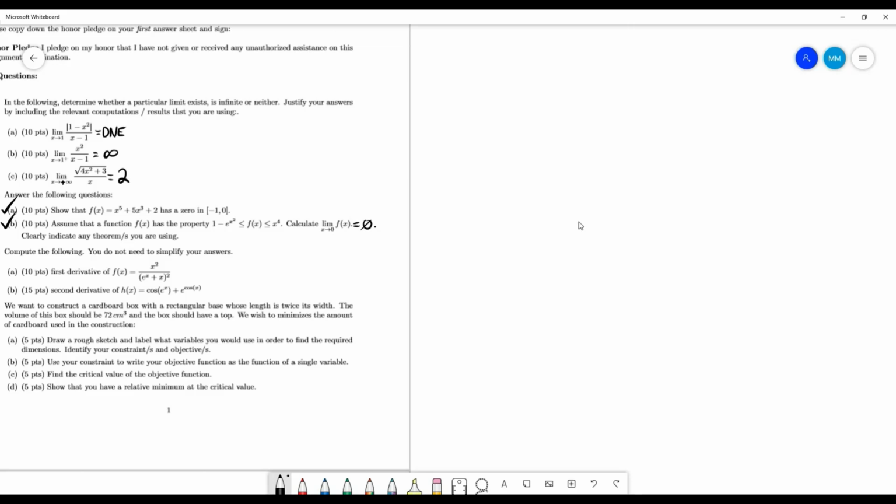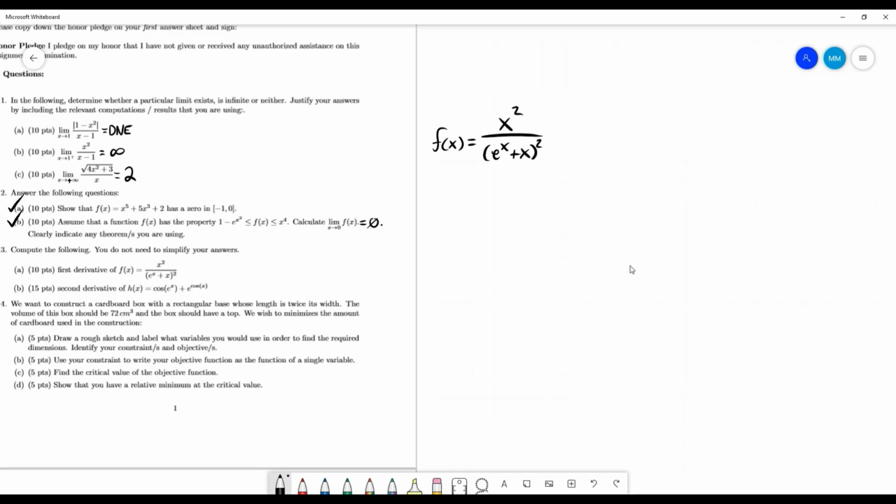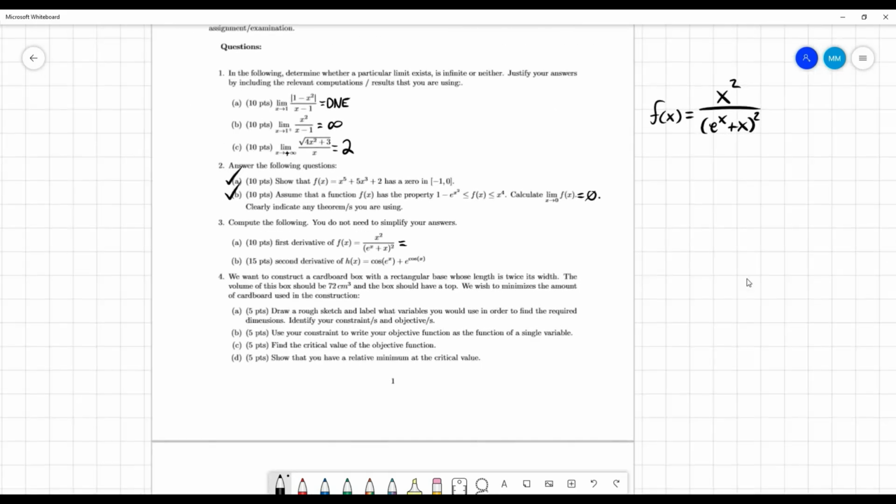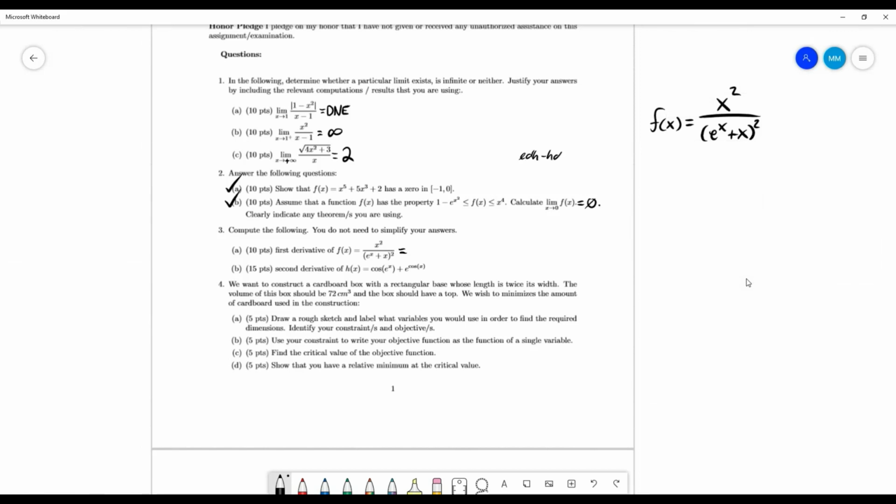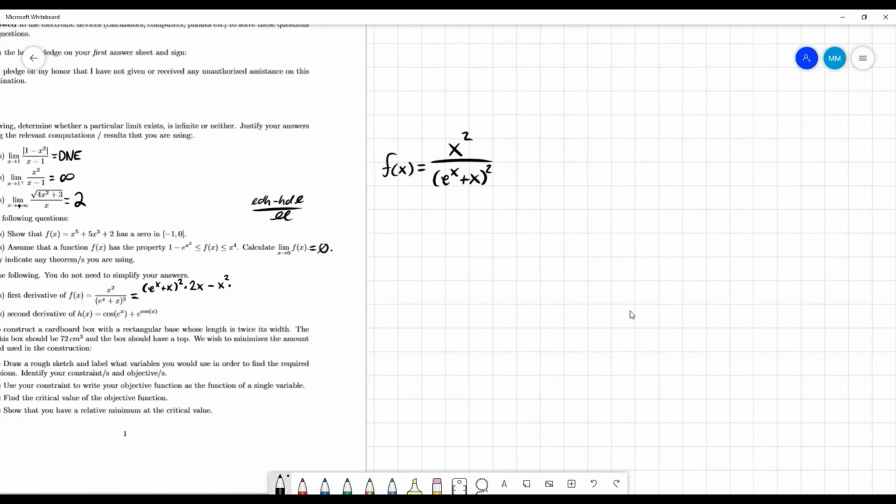This next one, we just want to find the first derivative of this function f of x, where f of x equals this. And luckily for us, we do not need to simplify our answers. So we can just use that quotient rule and just leave it alone. So quotient rule, I remember, is going to be that low d high minus high d low over low low. So it's going to be this bottom term, e to the x plus x squared, times the derivative of the high term, which is 2x, minus the high term, which is x squared, times the derivative of this bottom term, which we do need to use chain rule there.